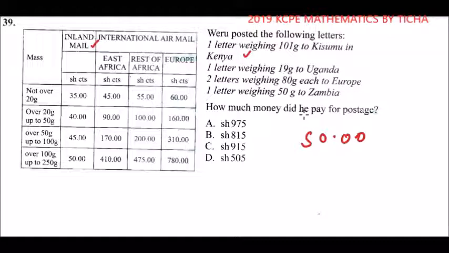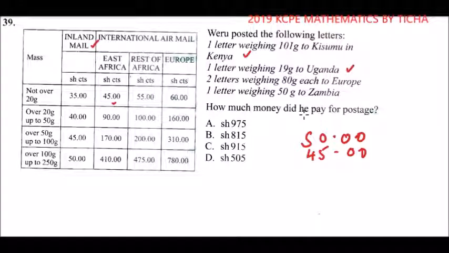The second one is 19 grams to Uganda. So this is not over 20. That is the first category. And because it is East Africa, he paid 45 shillings. So that is 45 shillings. So we are through with that.